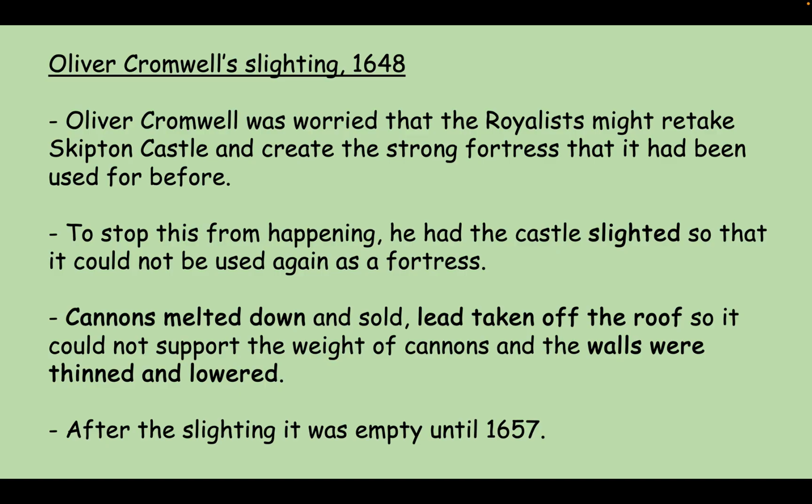The lead was taken off the roof so it couldn't support the weight of the cannons, and the walls were also thinned and lowered. So he deliberately damages the castle and stops it being a fortress so that if the royalists did retake it, they wouldn't be able to use it as a fortress.